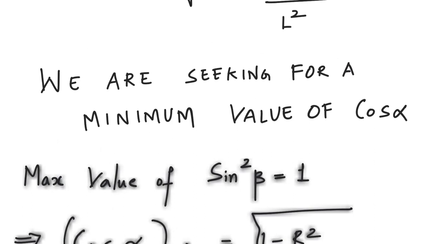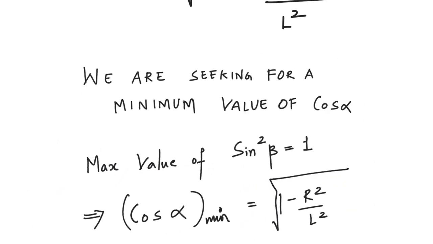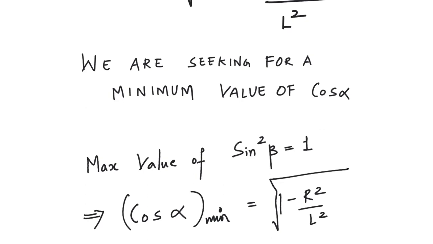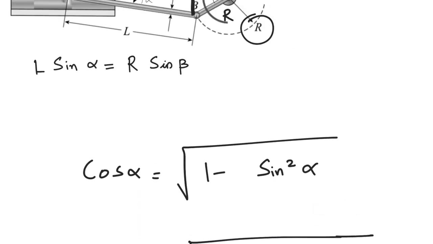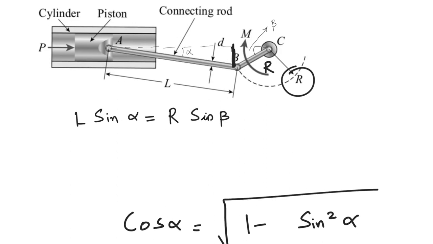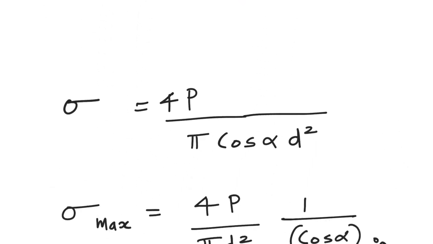That will correspond to the minimum value of cos alpha. So we are seeking a minimum value of cos alpha, so the maximum value of sine square beta will be equal to 1, which in turn tells me that the minimum value of cos alpha is root of 1 minus R square by L square. This will correspond to a case of beta equal to 90 degrees, which means that when the crank is at this location, you can see the connecting rod will be somewhere here, and actually at this point only you are seeing a maximum stress in the connecting rod. Make sense? Now it's simply plug and chug.